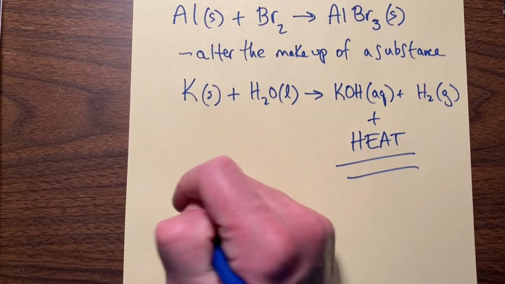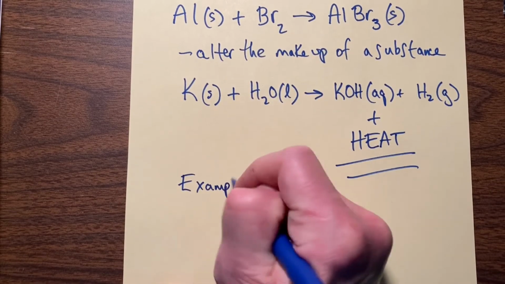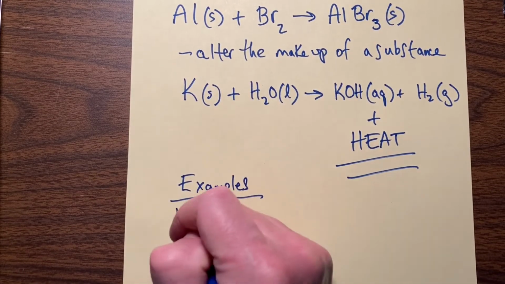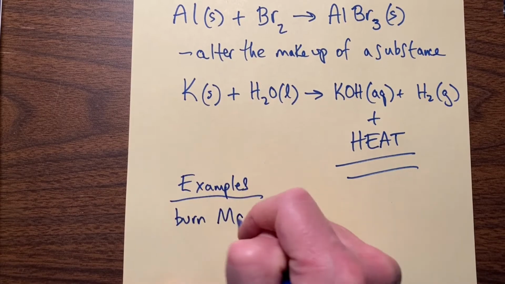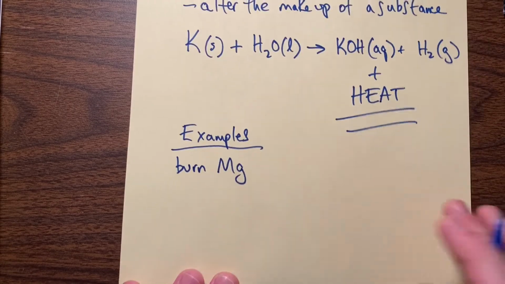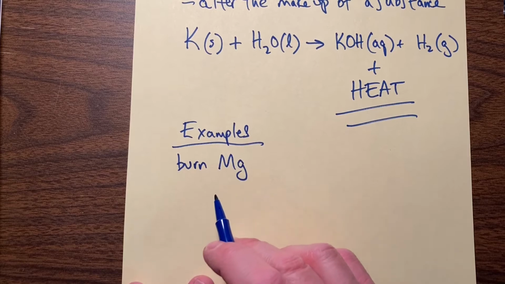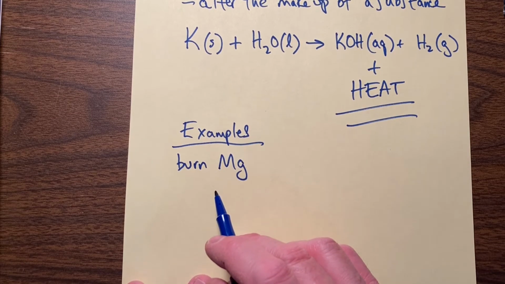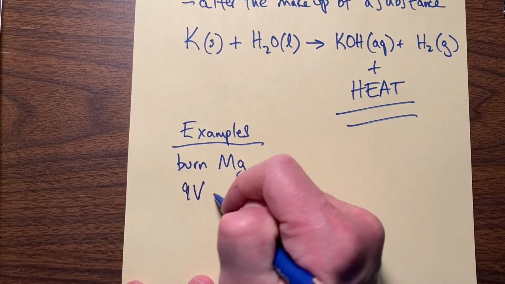It's a very violent reaction. Some other examples of chemical changes would be burning magnesium. I'll show you that in the laboratory. That's a cool reaction. That's what you see when you see those white fireworks falling in the sky. That's magnesium burning.